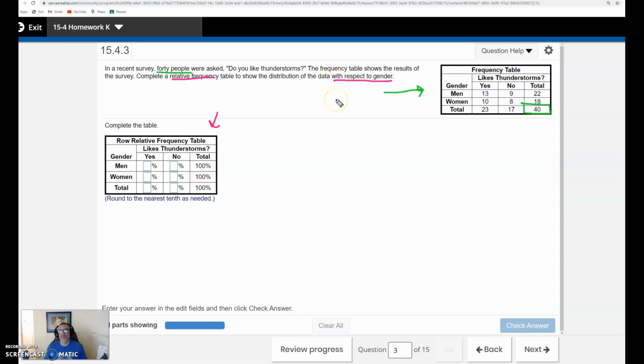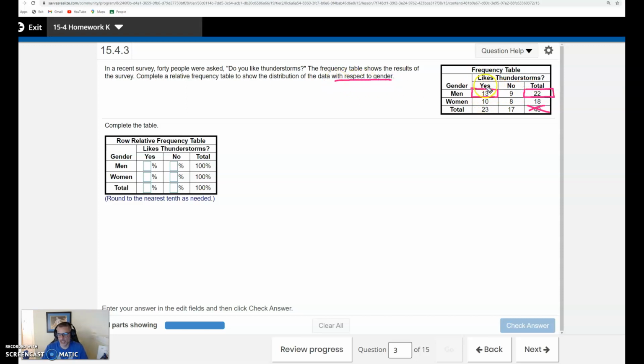That's the difference now. I'm not comparing the numbers to the total. I'm comparing the numbers to the gender. So let me show you what that means. All right, let's start here in the upper left. So I want to know the percent of men that liked thunderstorms. So this number right here, I'm not interested in comparing this to the total number of people. I'm only interested in saying, well, what percent of men does this represent? So I have to look at this number right here for the total. That's where the with respect to gender comes in.